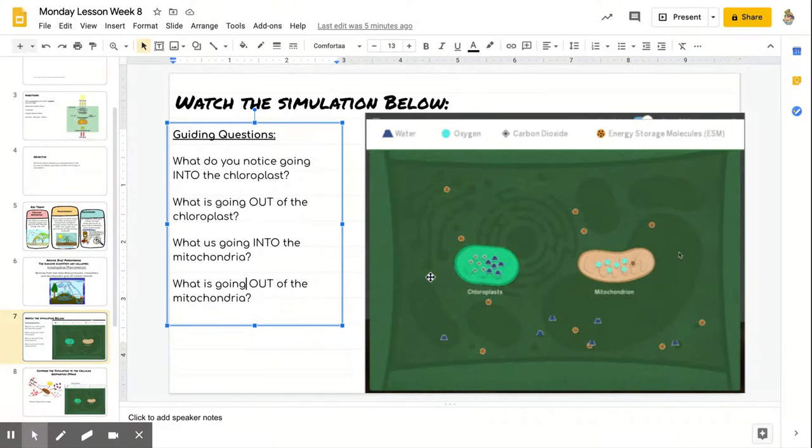Notice what's going on in the chloroplast. What's going on in the mitochondria? What's going into the chloroplast? What's going out of the chloroplast? What's going into the mitochondria? What's coming out of the mitochondria? Think about these and note them down in your Google form or in your notebook.